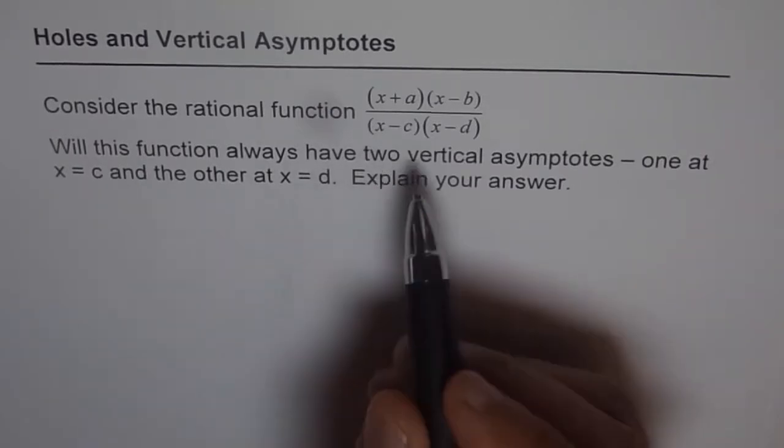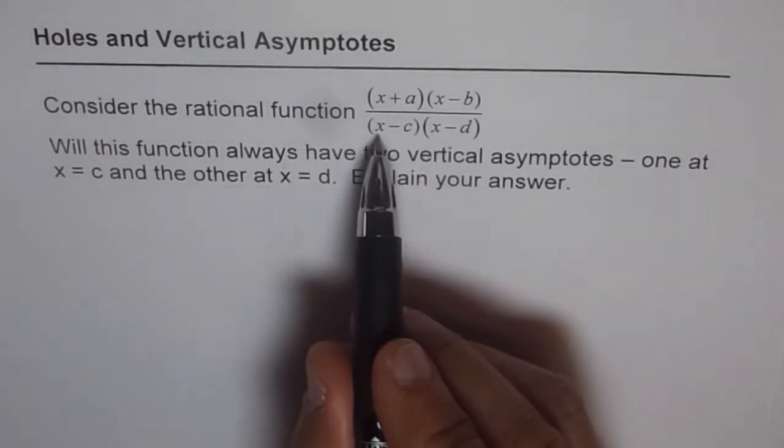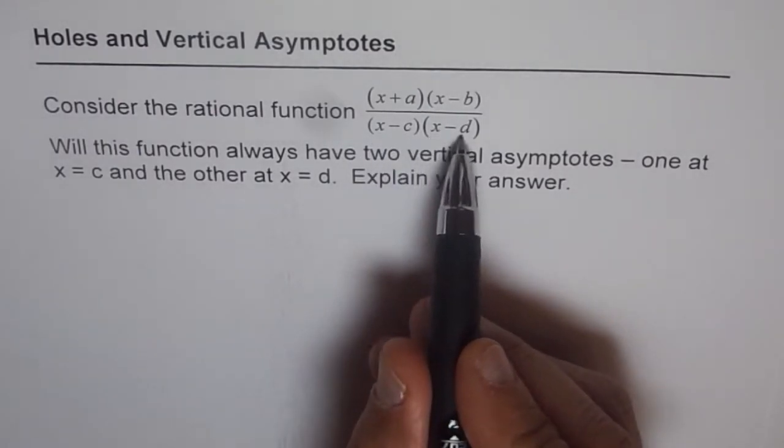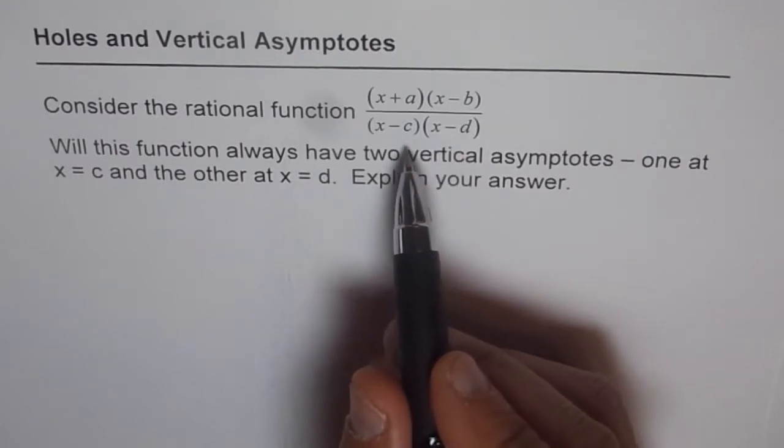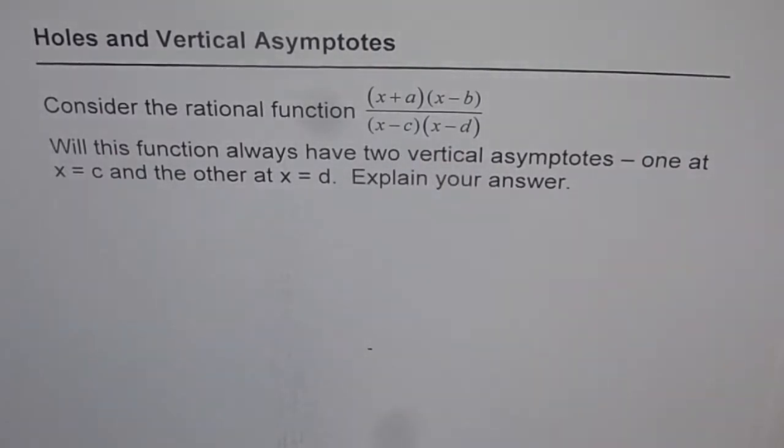I've seen most of the students will say yes. Well, at x = c and x = d, we do have a discontinuity. The denominator becomes 0, right? But will that always lead to a vertical asymptote? What is your suggestion? This is what we want to understand. Those of you who say both will lead to vertical asymptotes are slightly wrong. There could be situations where both of them or one of them may not lead to a vertical asymptote. Can you tell me what that situation is?